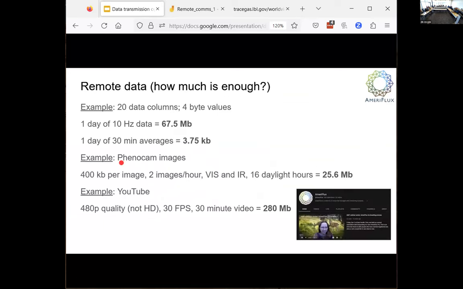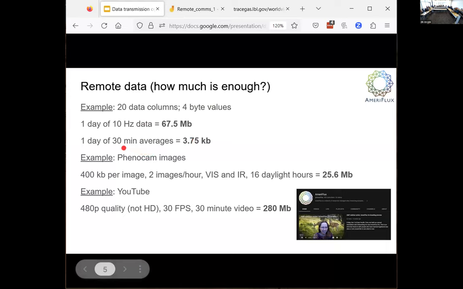All right, a quick word about data volumes. I think it's important to have a realistic understanding of how much data your site may be collecting and how much you want to move. Data plans can certainly add up, and the more data you're trying to move, the more expensive those plans are. Here are a few examples. The first is some data, 20 columns, saved as 4-byte floating point values. If you wanted to move a day of 10 hertz high frequency observations, my calculation is about 70 megabytes. But you could change this math really quickly. If you're collecting 20 hertz observations, you're doubling that. Or if you save this as a 2-byte floating point, you cut that in half. But just do the math up front and think about that.